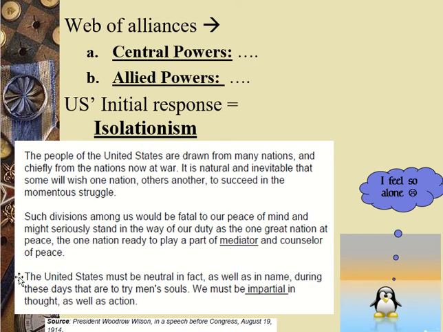The United States must be neutral in fact as well as in name during these days that are to try men's souls. We must be impartial in thought as well as action. Right. So again, Wilson has some good ideas here. I definitely agree with this first part that we have people in our country from both sides of this war, so it would be really hard for us to pick one side over the other. Then we have the political part here of being the mediator at the end of the war, making us look really, really good. Right.